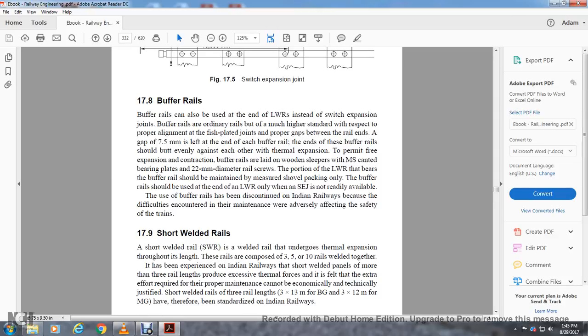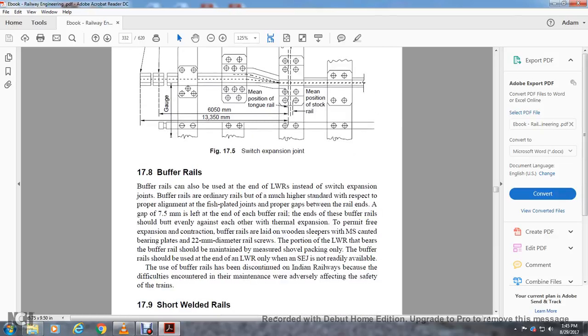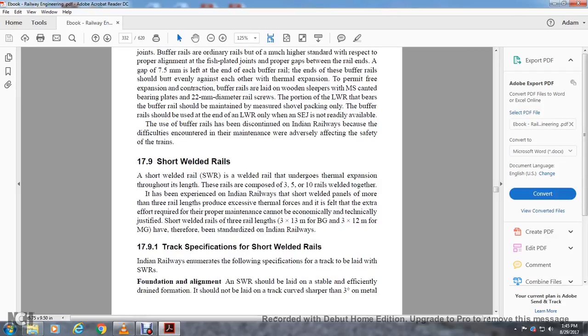The rails are laid on wooden sleepers with MS bearing plates placed, with 22 millimeter diameter rail screws. The portion of the long welded rail near the buffer rail should be maintained by measured shovel packing. The buffer rail should be used at the end of the long welded rail only when a switch expansion joint is not readily available. The use of buffer rails or discontinued interval rails, because of the difficulties encountered in maintenance, would adversely affect the safety of the train.